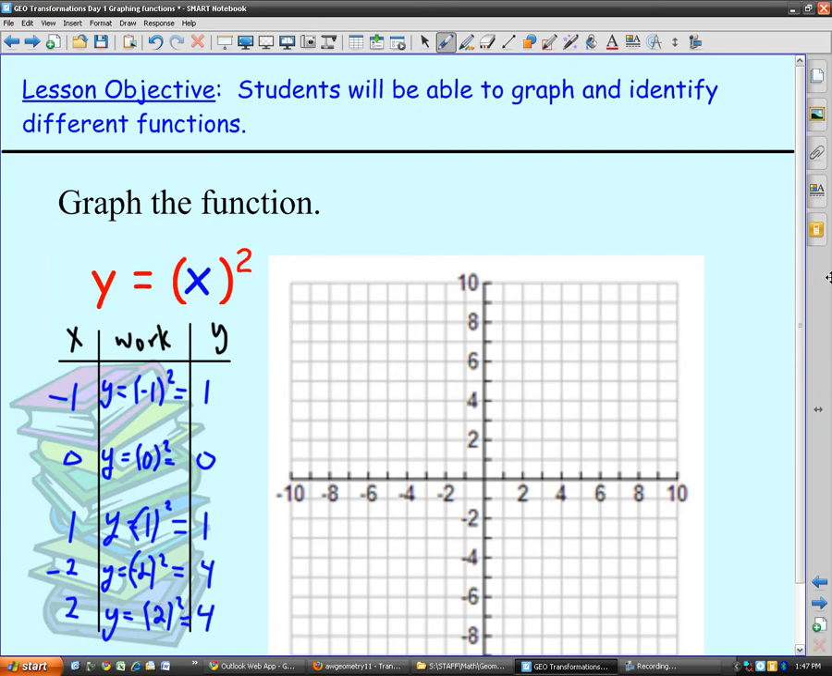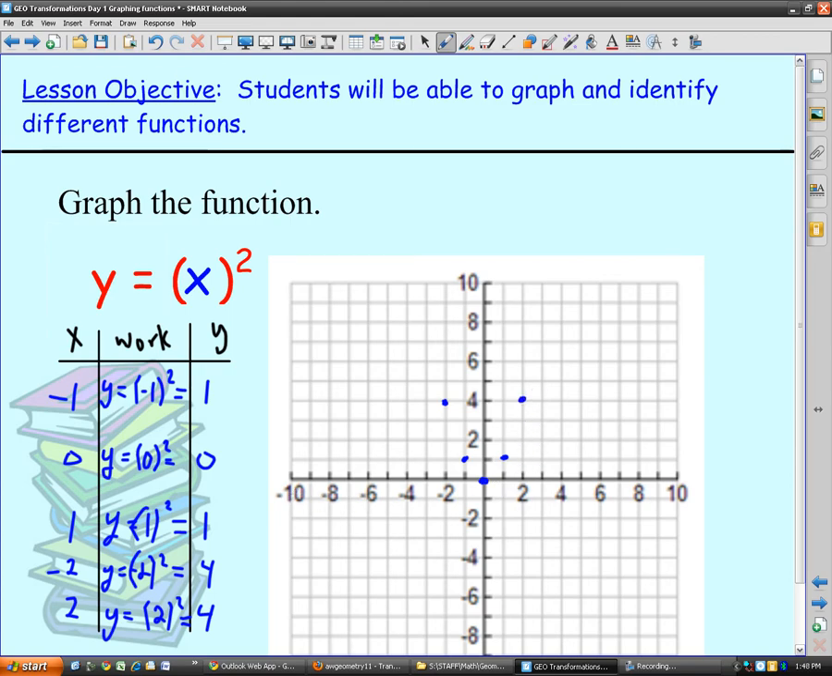You'll notice at -1, here, if I go back 1, I'm up 1. If I go 0, I'm at 0. If I was at +1, I was at +1 in the y. If I'm at -2, I'm at +4. And if I'm at +2, I'm at +4. So I get a graph that looks like this.